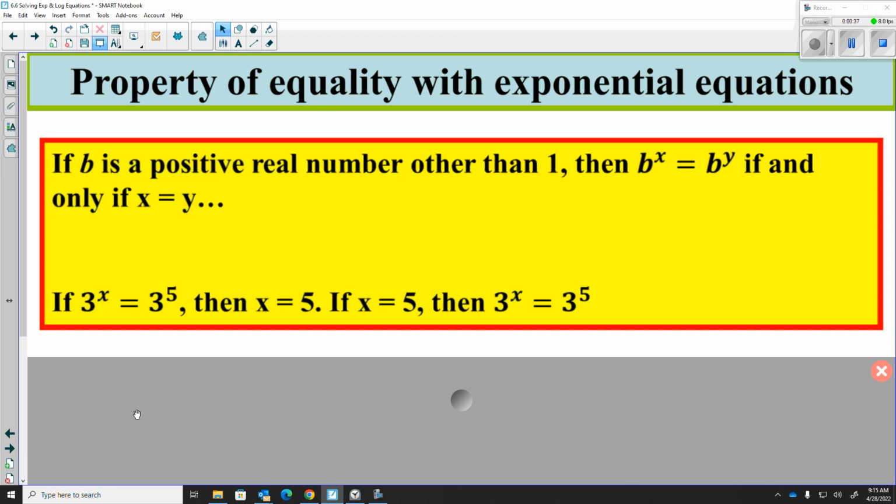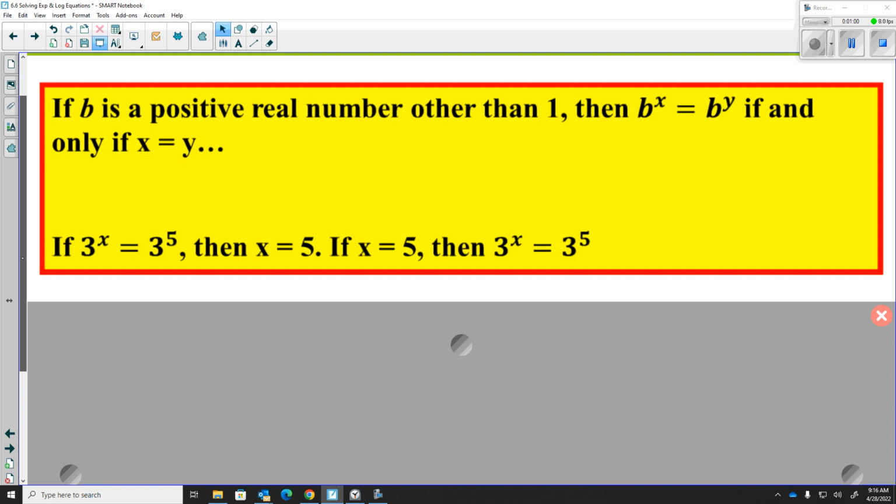If you have 3 to the x equals 3 to the 5th, that must mean that x is 5, right? Because the base is the same. So for 3 to the x to be 3 to the 5, x has to be 5, right? Because the bases are the same. That's the rule. Here's how we use this rule to solve something, okay?